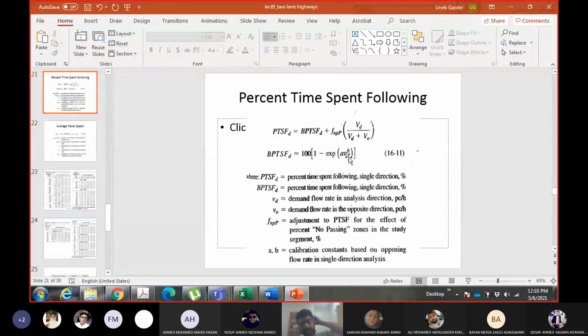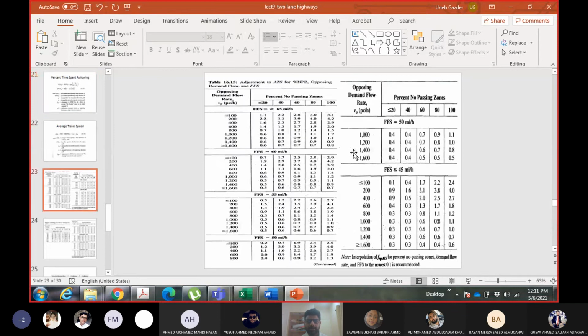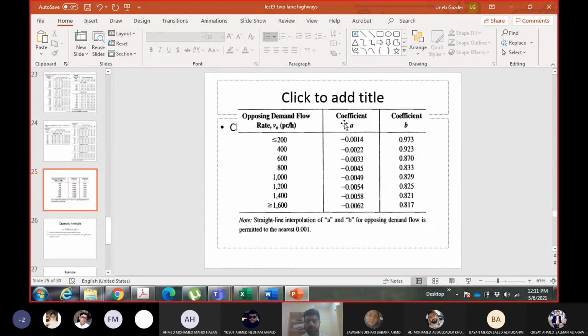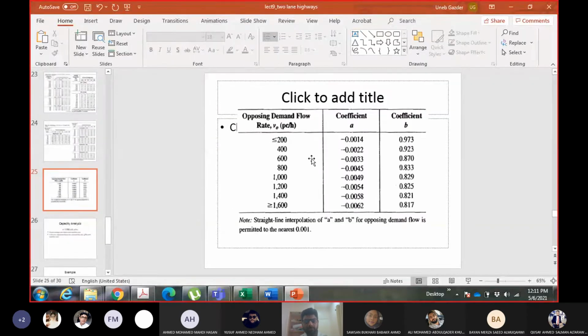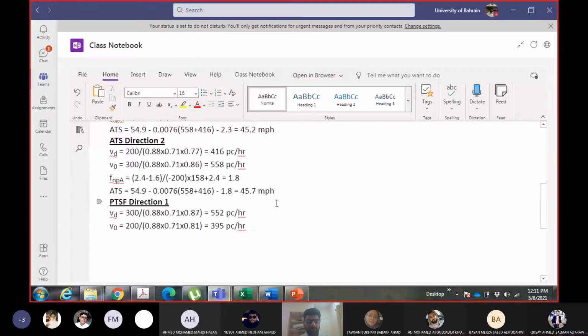Okay. Now I need to calculate base percentage time spent following. For that I need A and B. Okay. Let me go here. A and B. So I need the opposing flow rate, which you have calculated as 395. So I'm interpolating between these two values, right? 200 and 300. Okay. So between this and this and between this and this. Okay. So let me calculate A value here first of all.